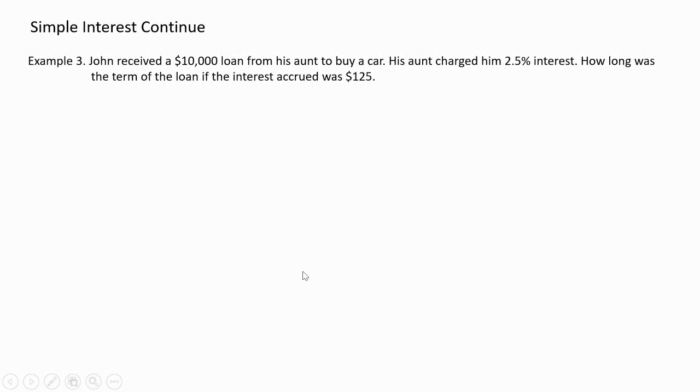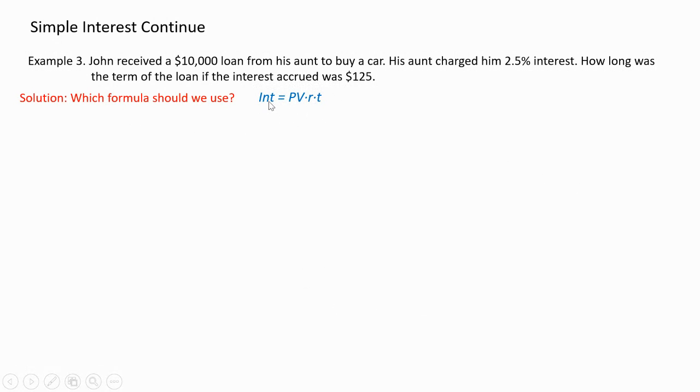Now, let's do another one. Example number 3. John received a $10,000 loan from his aunt to buy a car. His aunt charged him 2.5% interest. How long was the term of the loan if the interest accrued was 125? Here it does matter which formula we use. Why is that? Because the interest accrued is the INT formula. Don't get it mixed up with interest earned and the interest rate, which is R.